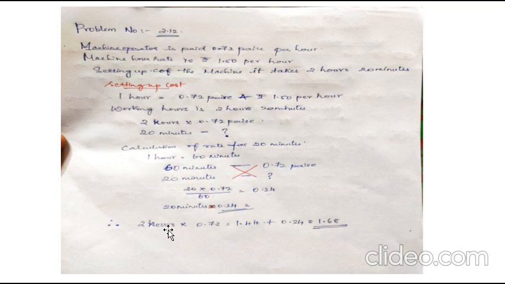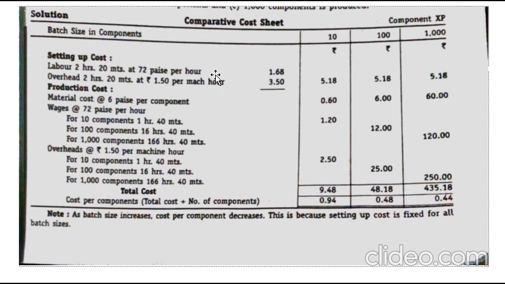So 2 hours into 0.72, that is, for 1 hour it is 0.72, then for 2 hours how much is it? You will multiply 2 hours into 0.72, you will get 1.44. Then plus for 20 minutes what is the rate? 0.24. So 1.44 plus 0.24 you will get 1.68. That is what you have taken here. 1.68 is your labor cost.